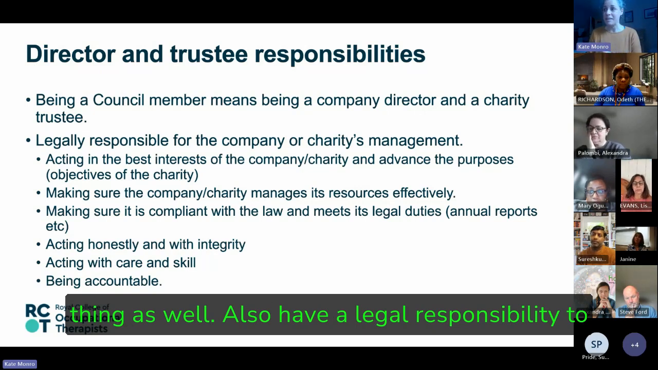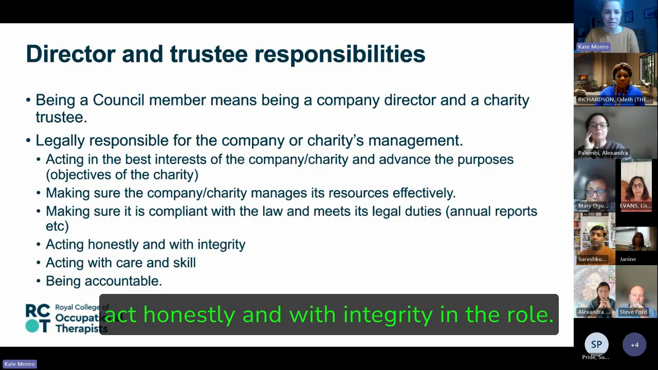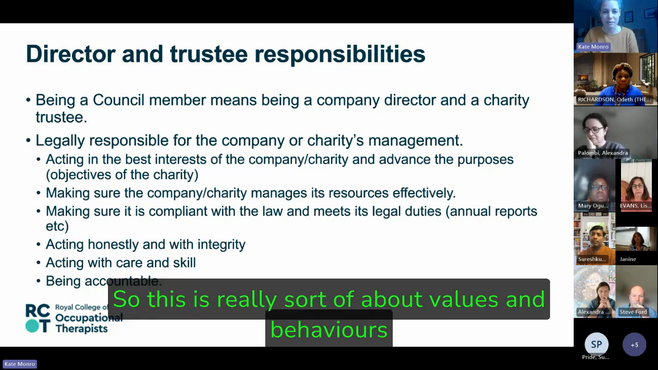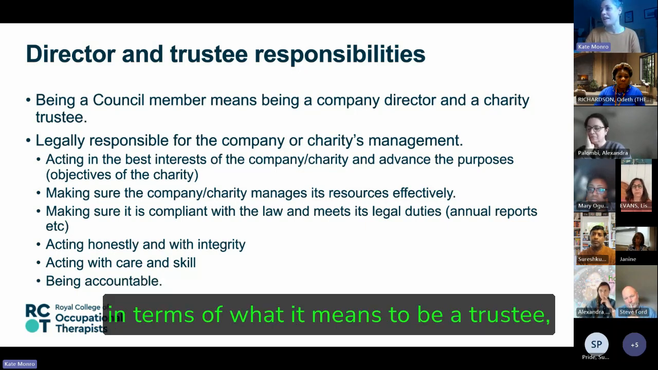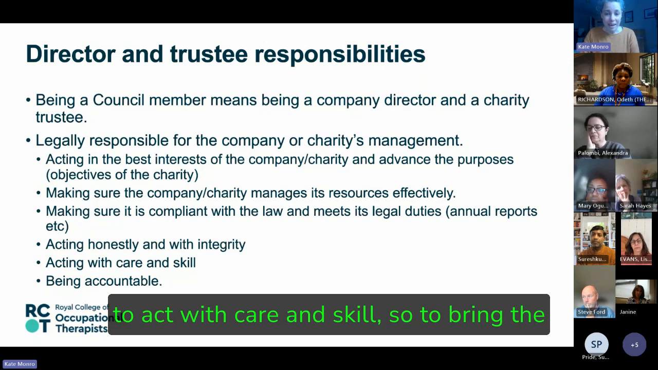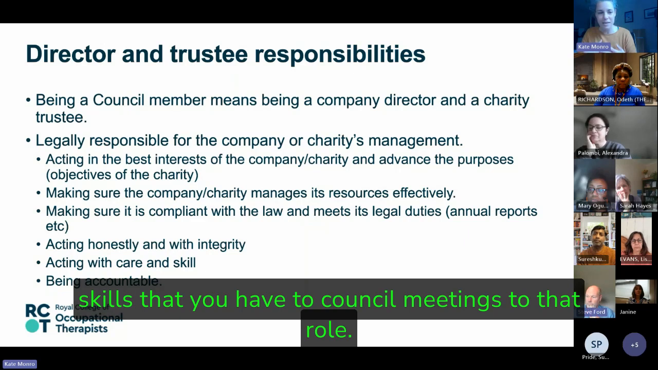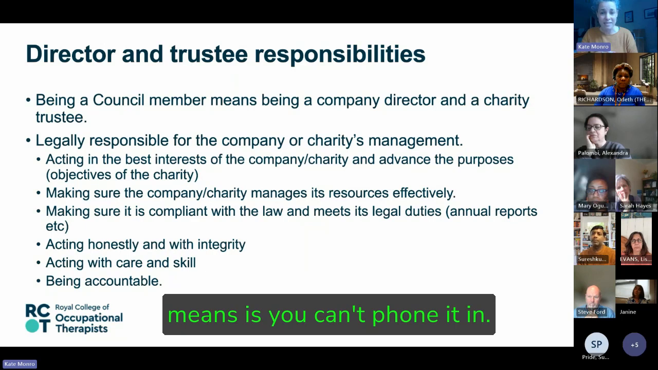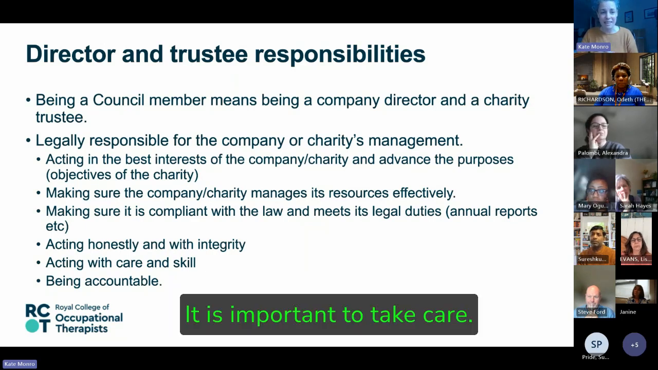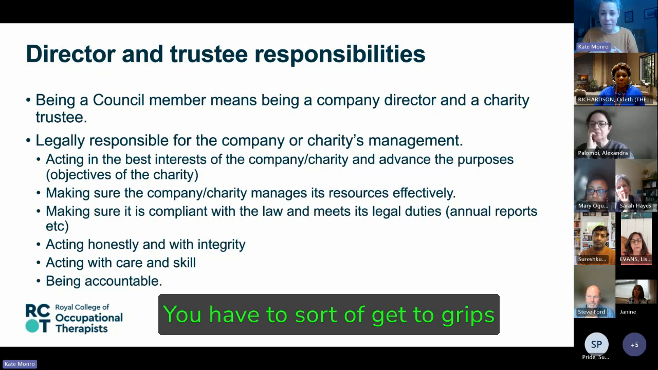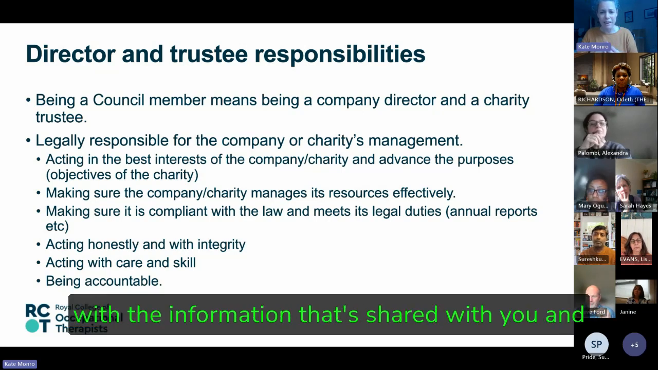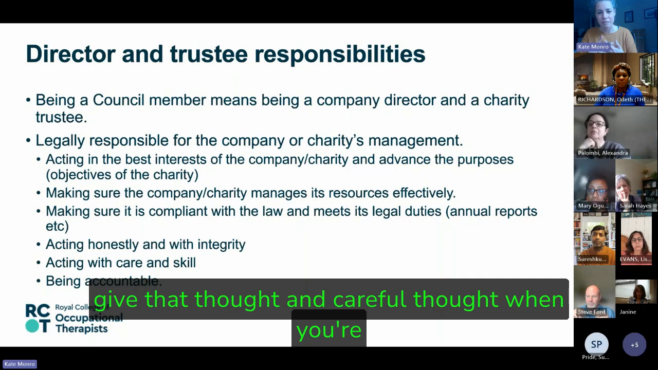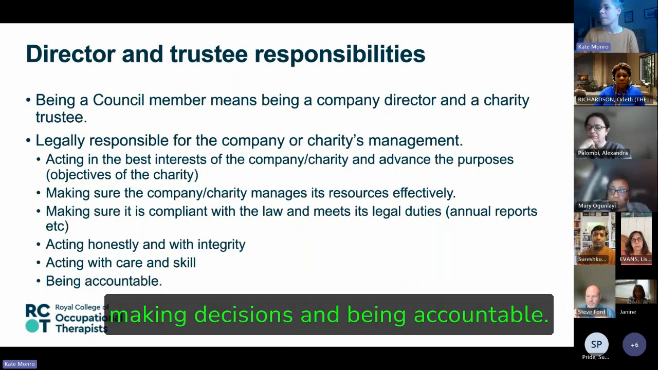You also have a legal responsibility to act honestly and with integrity in the role. So this is really about values and behaviours in terms of what it means to be a trustee, to act with care and skill. So to bring the skills that you have to council meetings, to that role. I guess essentially what this one means is you can't phone it in. It is important to take care. You have to get to grips with the information that's shared with you and give careful thought when you're making decisions.